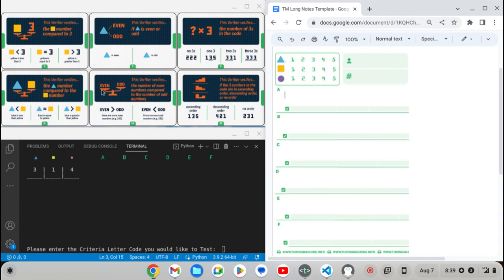Criteria card D will look at our first 2 digits, triangle and square, and compare them. So should the value of triangle be less than square? Should they be equal, or should the value of triangle be greater than square?